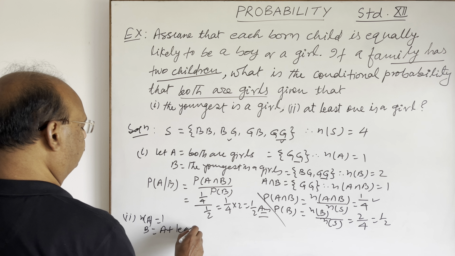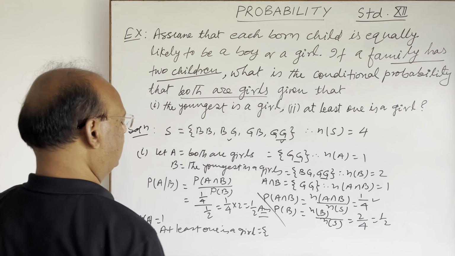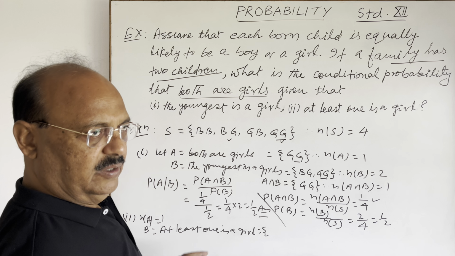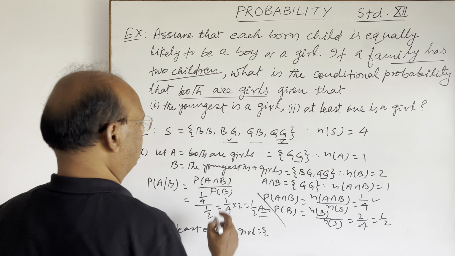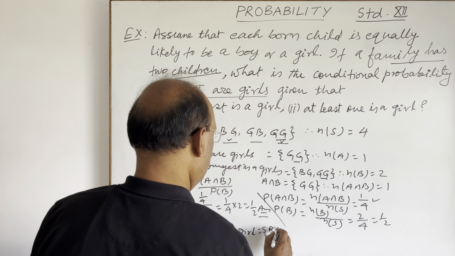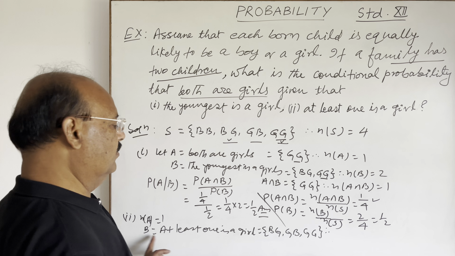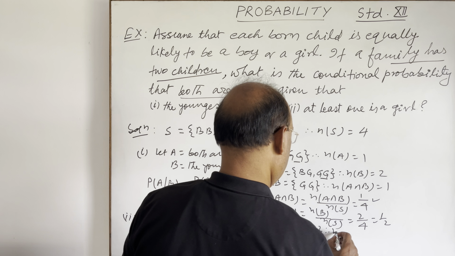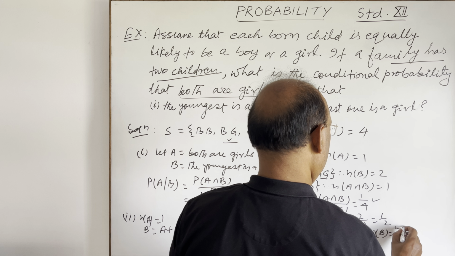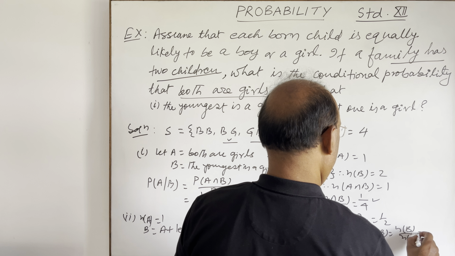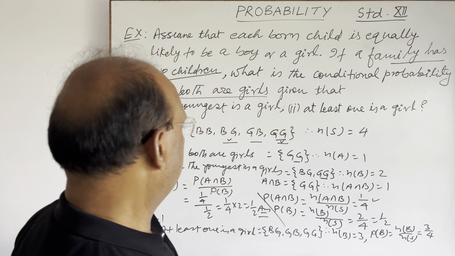So what will be the elements here? At least one, maybe more than one also. So at least one is girl, there will be all the three cases here, that is BG, GB and GG. So therefore we are getting n(B) equal to 1, 2, 3. Now we can find out probability of B, which is n(B) divided by n(S), and this is equal to 3 by 4. Correct?